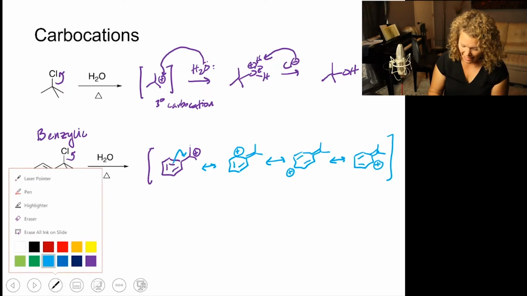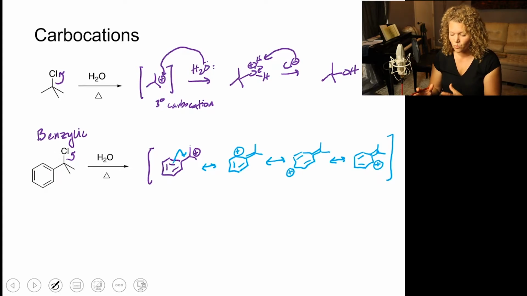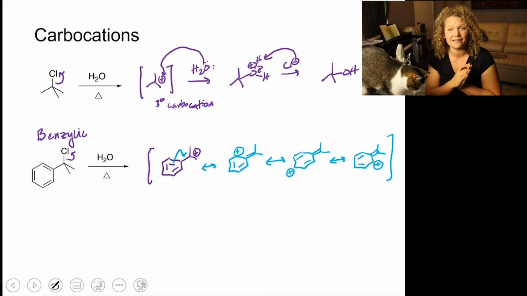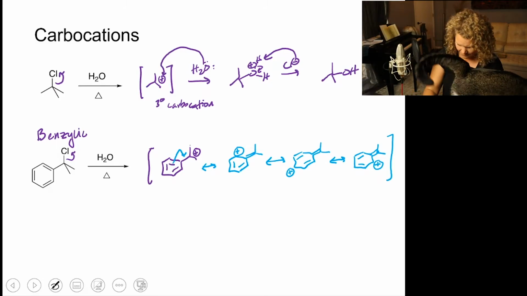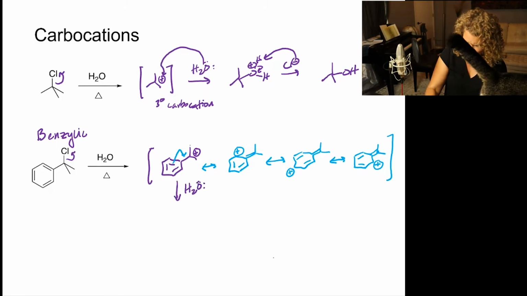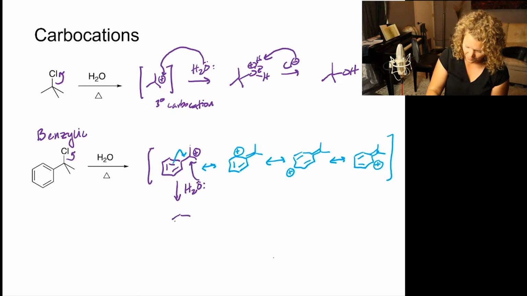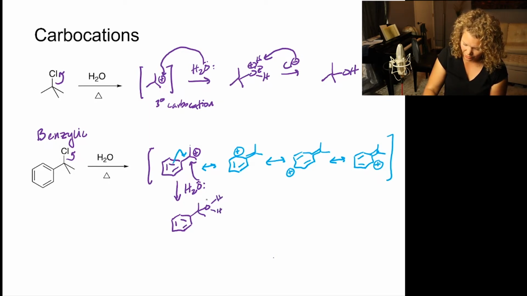And this is indeed what happens. We do not see water attacking our blue resonance structures. We see water attacking at the benzylic position. So here we're going to have water attack our benzylic position. We have an oxygen still with the two hydrogens here, positively charged. And then we're going to take our chlorine and deprotonate.